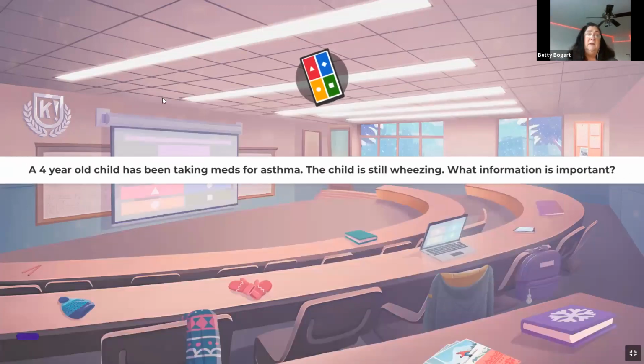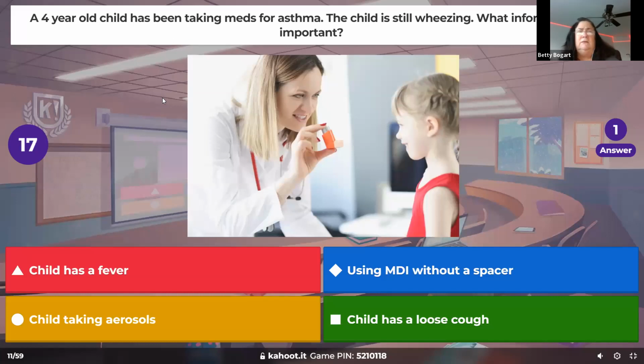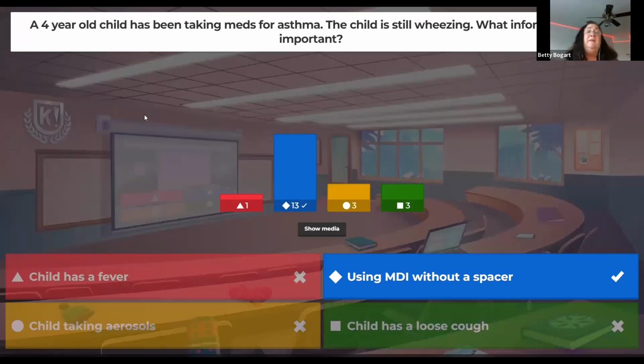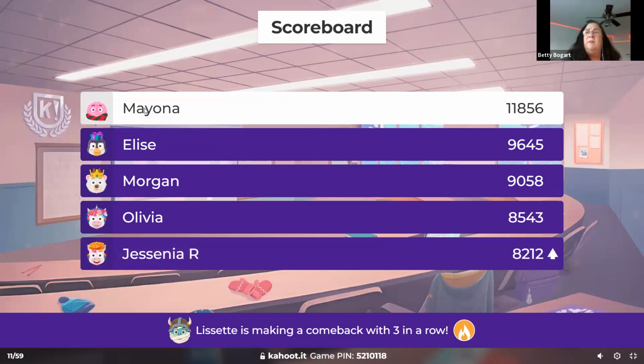That's danger. A 4-year-old child's been taking meds for asthma and they're still wheezing. What information is important to ask? Like, why is this happening? Many times the child's not using the MDI and they can't push it and inhale it, or they lost the MDI or it broke, whatever. So that'd be a very important question. Or you're going to be doing all this crazy treatment and it's all because they didn't get the medicine.